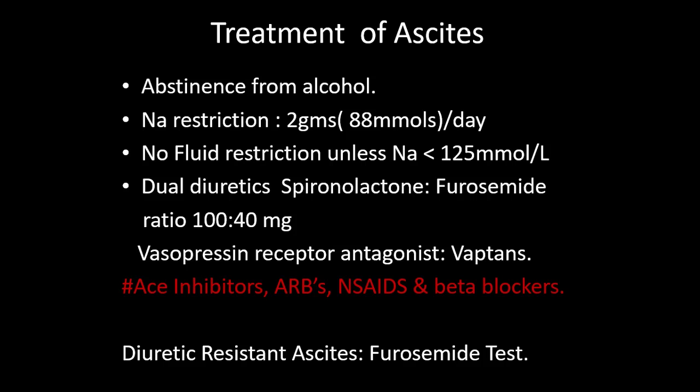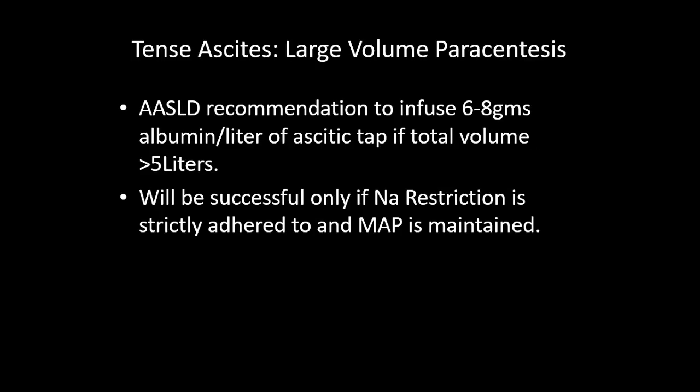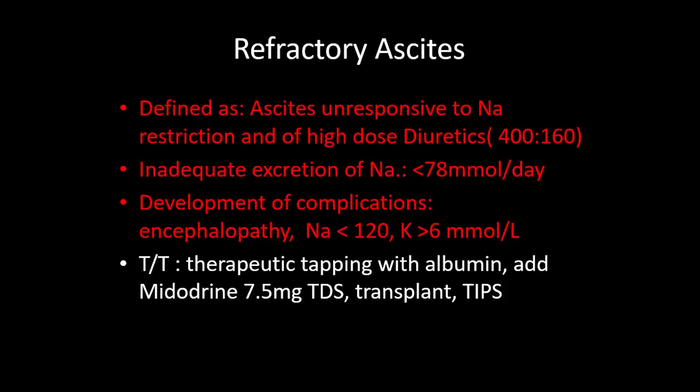So what you do is you give 80 milligrams of furosemide and you measure the urinary sodium over 8 hours. So if it is less than 80, you have diuretic resistant ascites. So it is not the furosemide challenge which we do for AKI. This is different. In tense ascites, large volume paracentesis is required. As per the American Society, you have to give 6 to 8 grams of albumin per liter of ascites if the volume of tap is more than 5 liters, and it will be successful only if sodium restriction is adhered to and MAP is maintained.